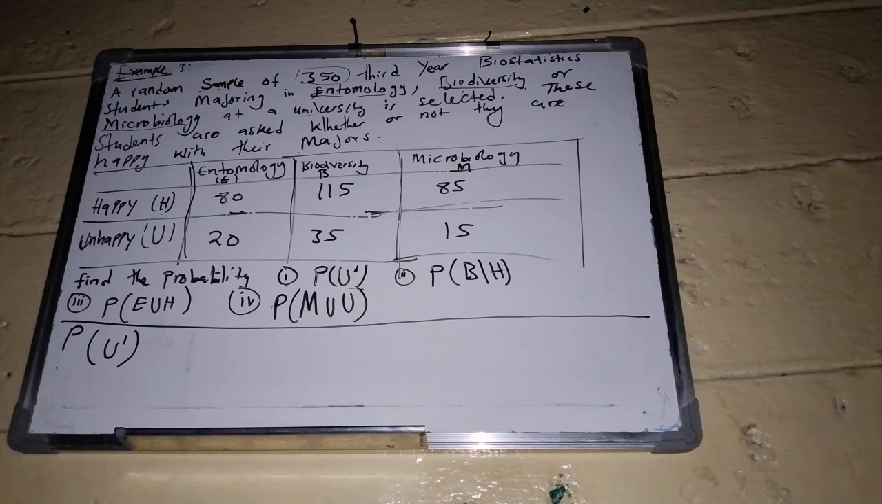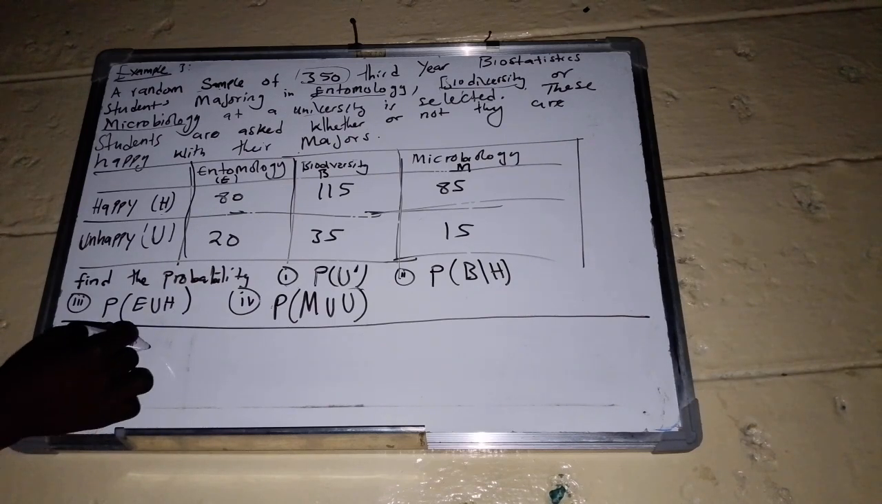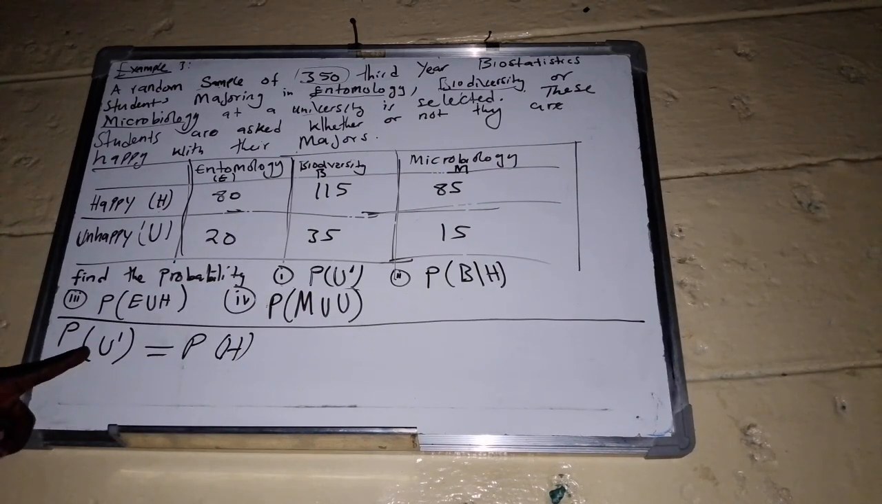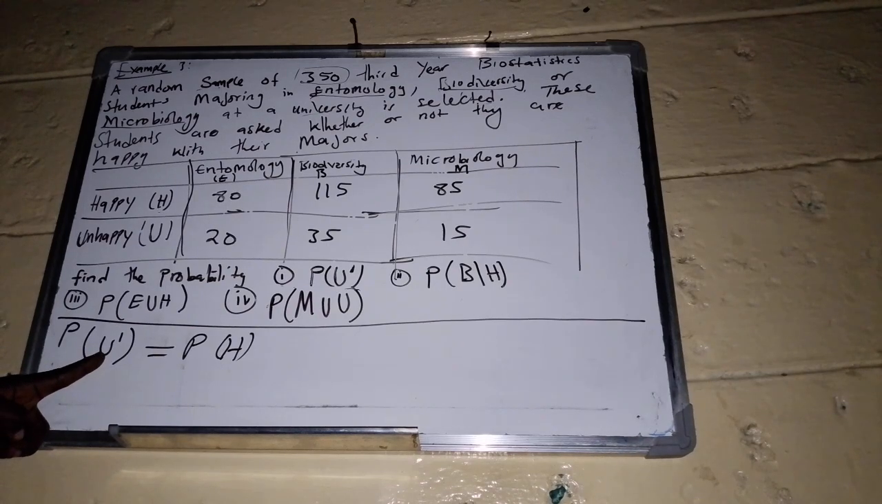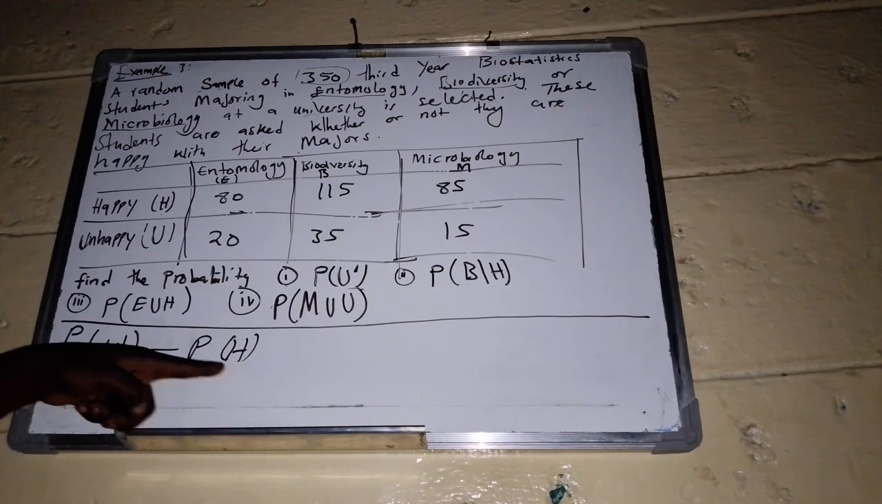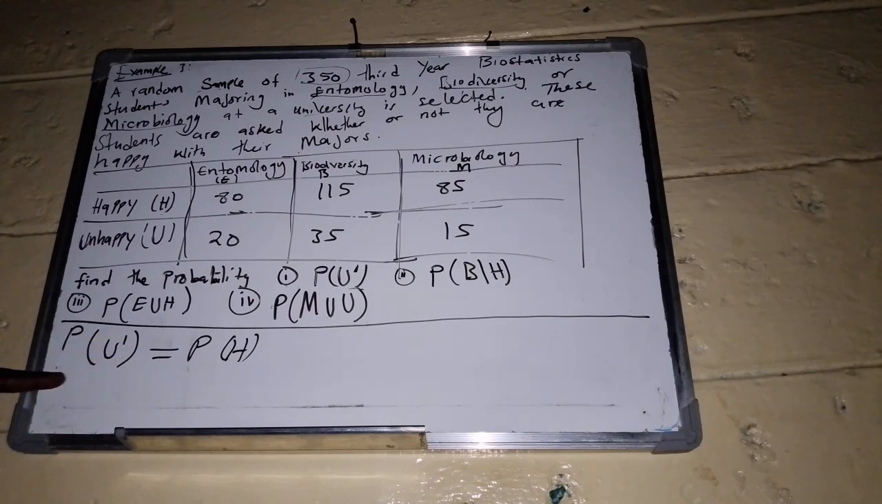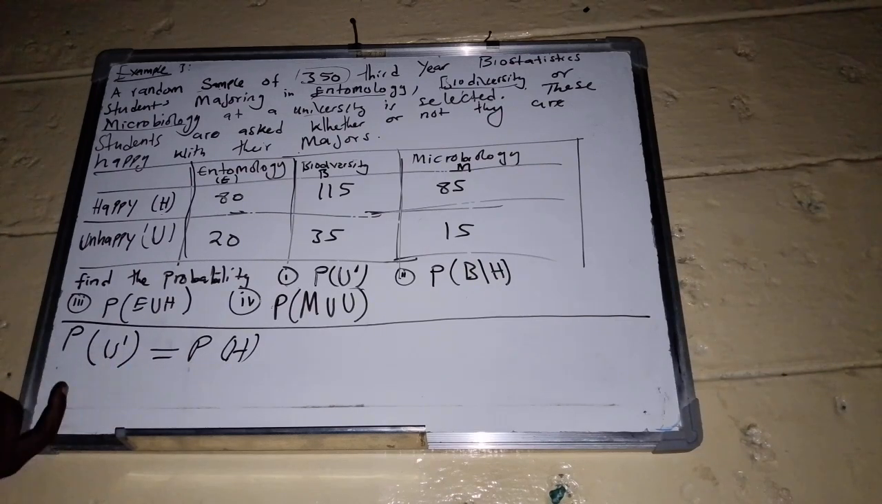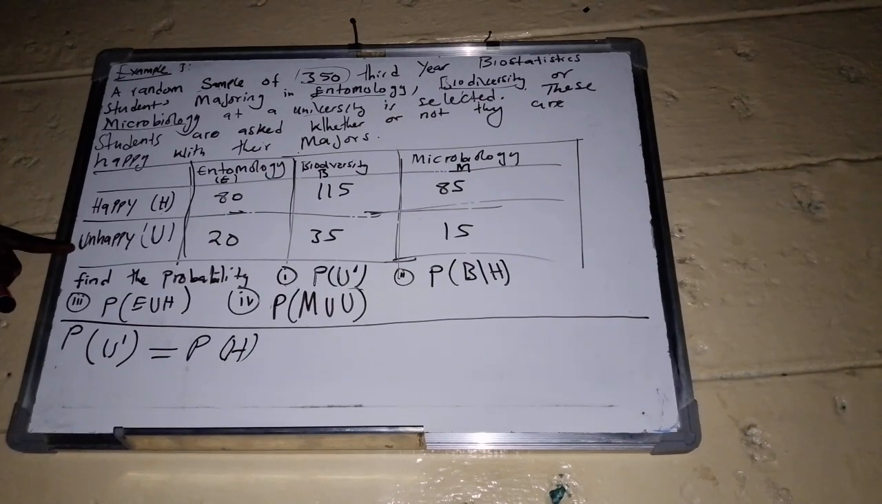So where am I going to find this? If I'm talking about the complement of unhappy, I'm sure this is just the same as saying the probability of happy. If someone is not unhappy, automatically someone should be what? The complement of unhappy should be happy. So complement is more like the opposite of something. This person can either be happy or unhappy. So I'm sure we're able to relate in those cases.